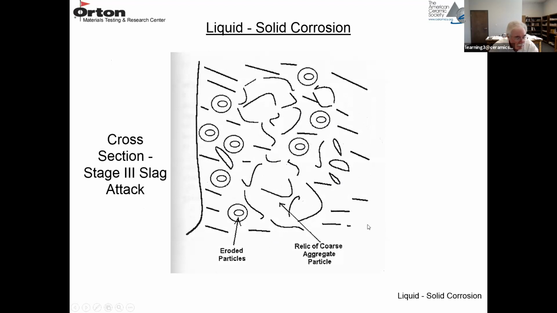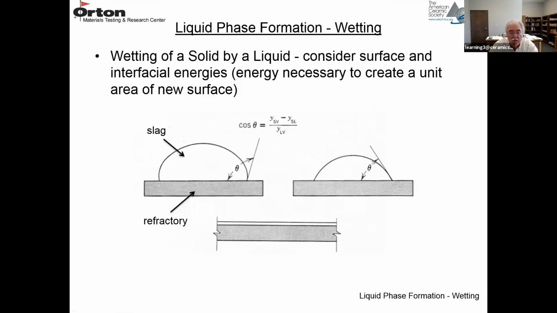So that's a little bit about acid-base reactions and how the slag or any fluid attacks the refractory. Another aspect that's important is wetting. And I mentioned earlier that if a slag or any other fluid does not wet the refractory, it can't react with it, so it can't corrode it. But that's not usually the case. So we need to talk about wetting of a solid by a liquid.